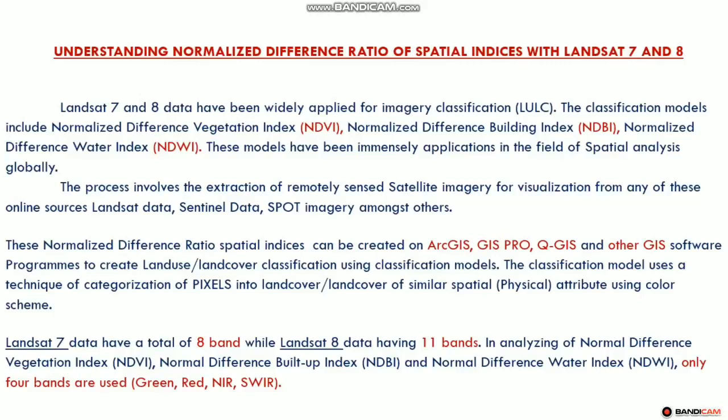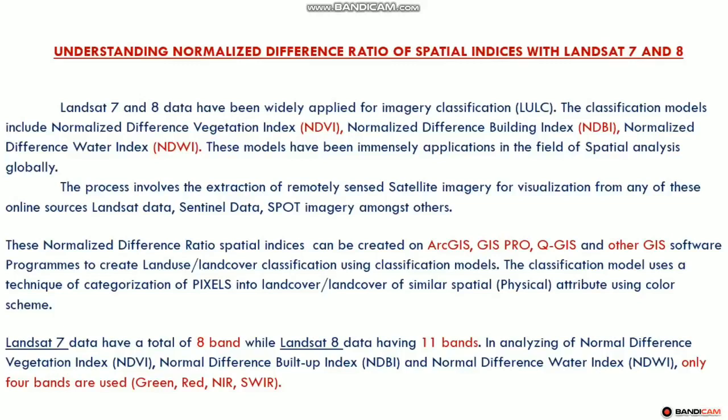Now, the process of extracting these satellite images, first of all, is by visualizing data from online sources like Landsat data, Sentinel data, SPOT imagery, amongst others. So for these classes, we'll be focusing on Landsat data. Now, the normalized difference ratio indices can be created on ArcGIS, ArcGIS Pro, QGIS, and other GIS software programs. Now, this is used to create land use or land cover classification imagery.